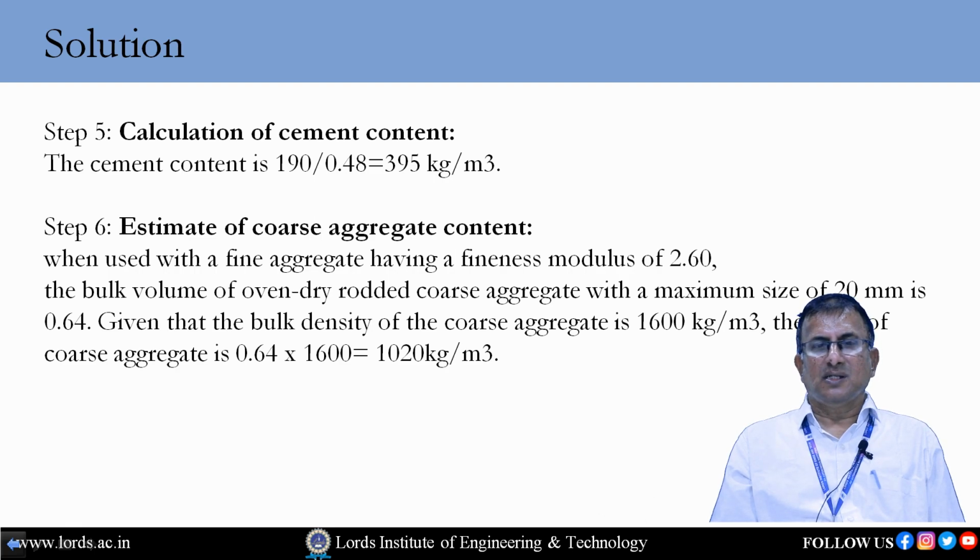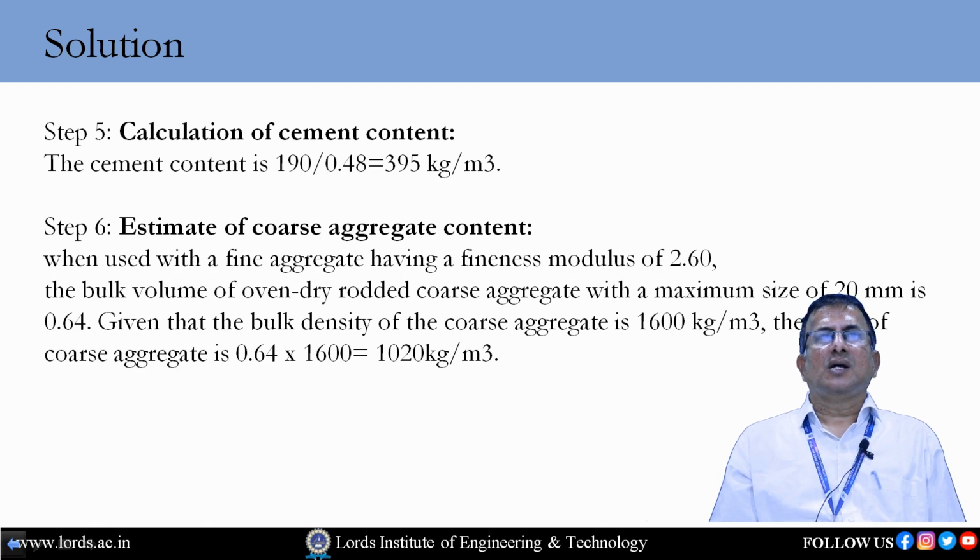And the next part is estimation of the coarse aggregate. Here in the problem they have given the fineness modulus of the fine aggregate as 2.60 and a bulk density for a 20 mm size of the aggregate as 1600 kg per meter cubed, whereas the amount of coarse aggregate per volume of the concrete is 0.64 times the volume of the concrete, which we can see in the tabular form.